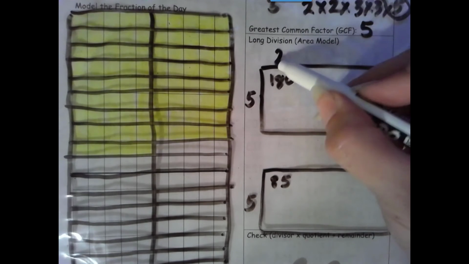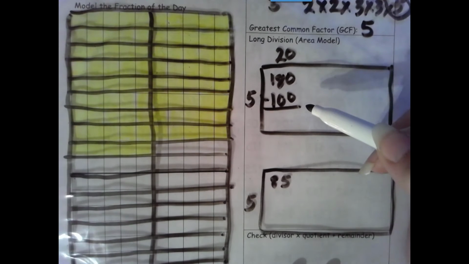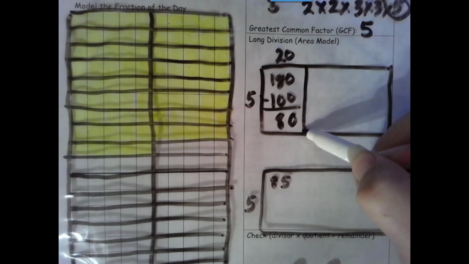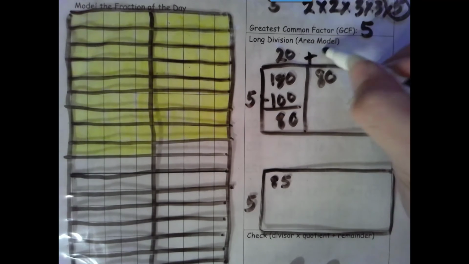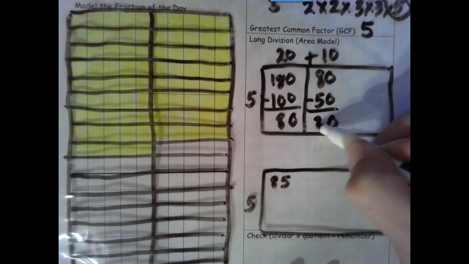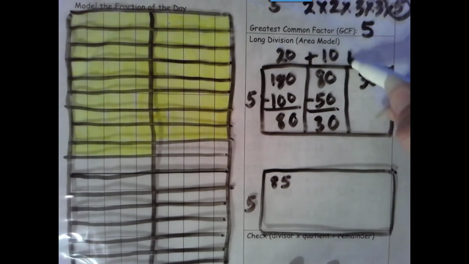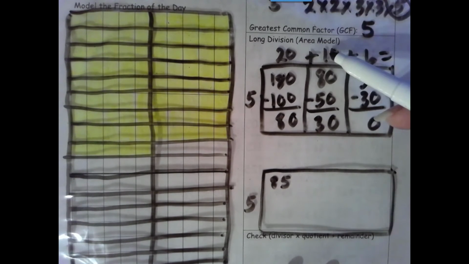Let's see, I know that 20 nickels gives me 100 cents, or $1. Okay, numbers the same, zeros the same, more on top, no need to stop. I can take more 5s out of that 80, so I'm going to bring that up here. 10 times 5 is 50. Numbers the same, zeros the same, more on top, no need to stop. Bring that 30 up here. 5 times 6 is 30. Numbers the same, zeros the same. Add these up. 20 plus 10 is 30, plus 6 is 36.